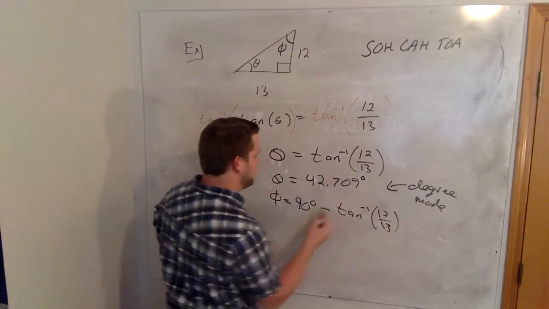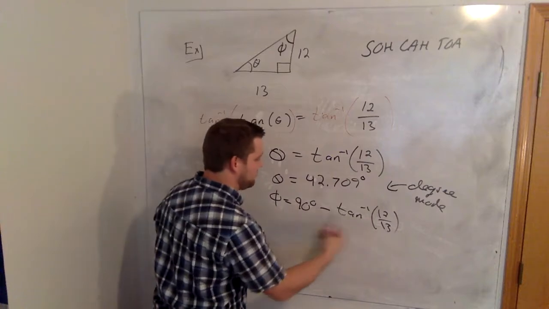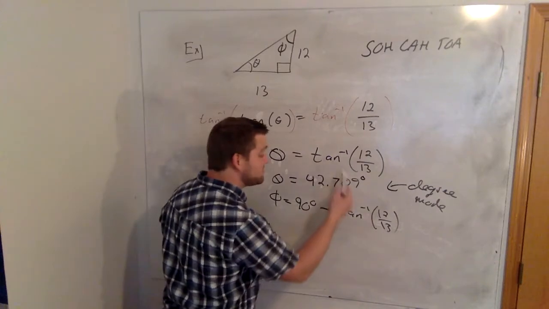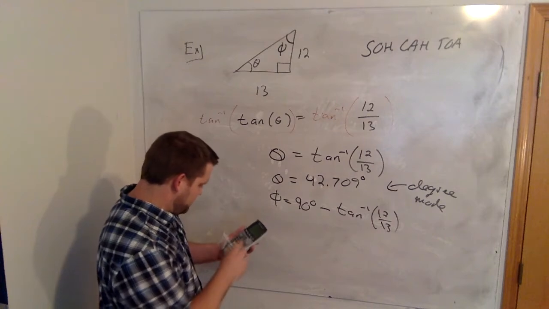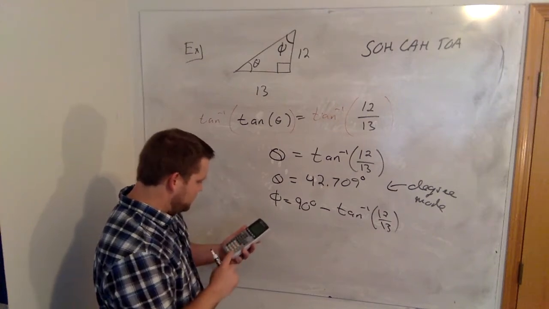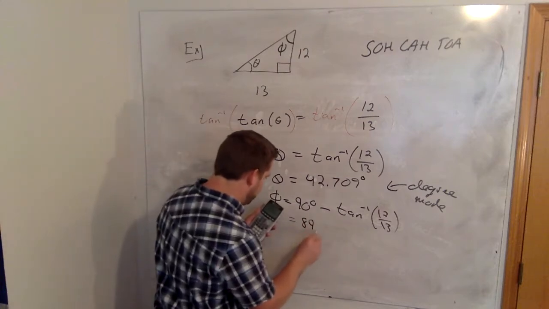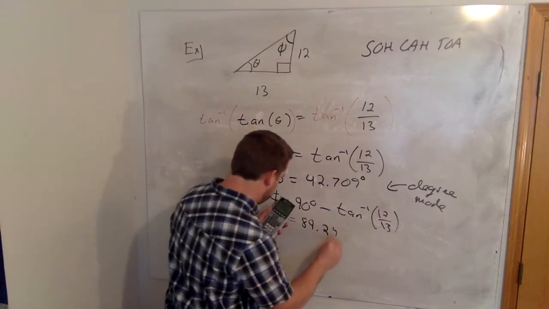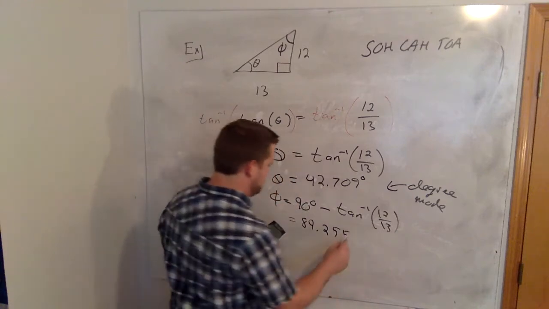I know I rounded this answer, so when I plug into my calculator, if I want to be as exact as possible, I'll do 90 degrees minus the tan inverse of 12/13, trying to be as accurate as possible. So this will be 89.25, and if I'm rounding to 3 decimal places, I would put 5.5. This would be degrees.